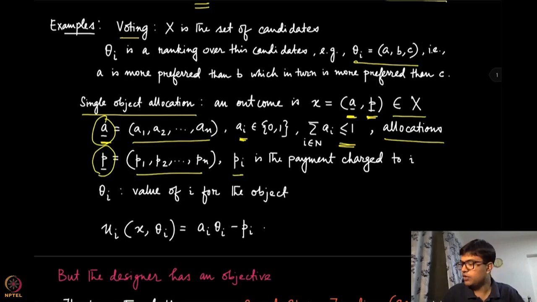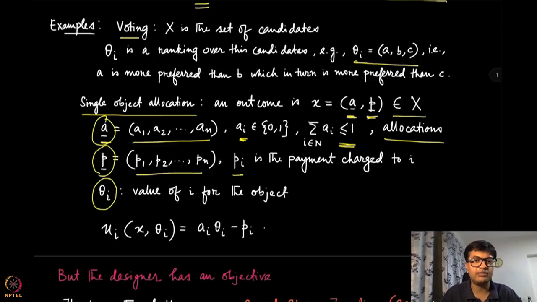Now, theta_i is something like, whenever this item goes to agent i, how much it values it. So there is a certain amount of monetary value associated when this object goes to that individual i. So that theta_i is denoting that value. Therefore, we can think about the utility of player i in the following way.